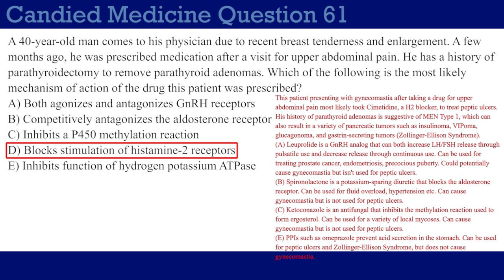So obviously I threw in some bonus points here, but I guess the main thrust of this question is really just know cimetidine, know that it's an H2 receptor blocker, and know that it can cause gynecomastia. But hopefully I gave you some other unrelated details that will be helpful as well.